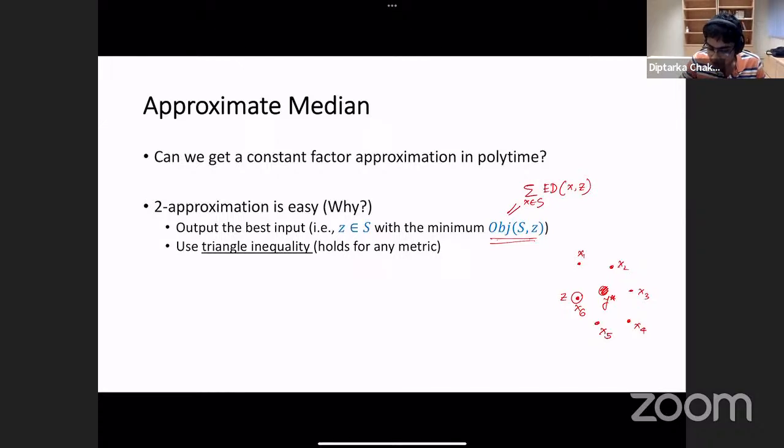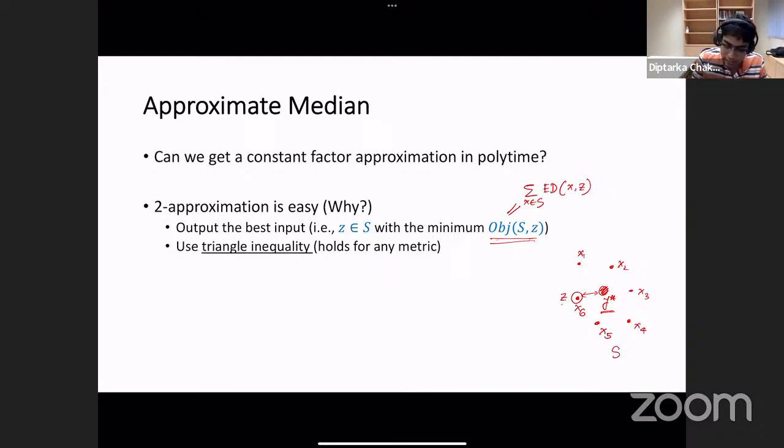So let's try to see it. I mean, it is not difficult. It is pretty simple. So let's consider the closest point to this. I mean, there is this unknown actual median, y star. And consider whatever the closest point among this input set is. Suppose this is z.